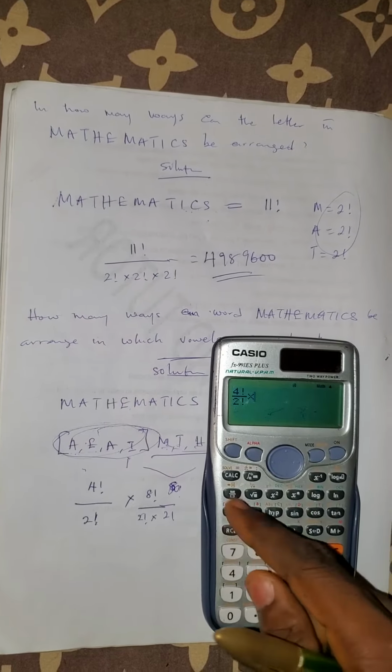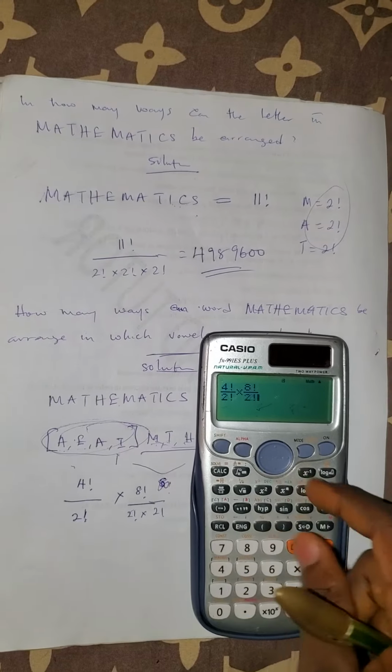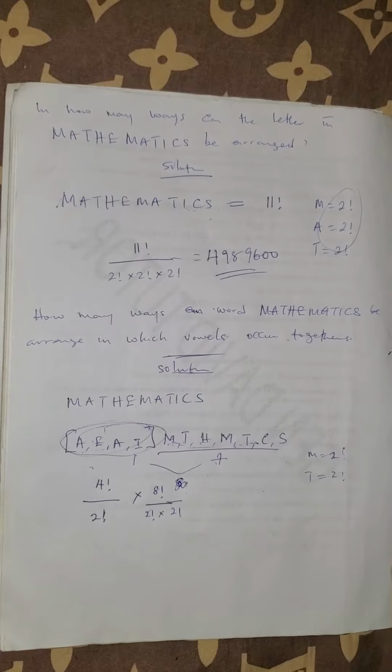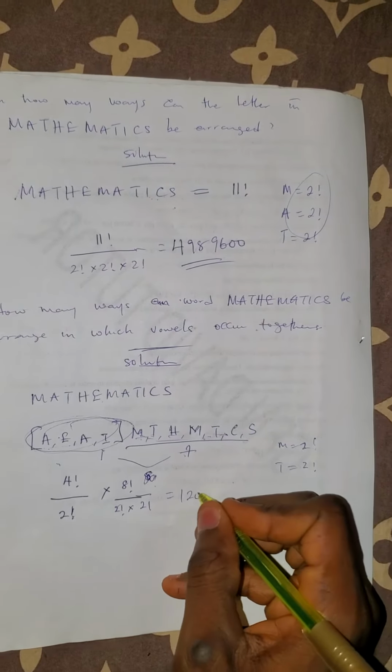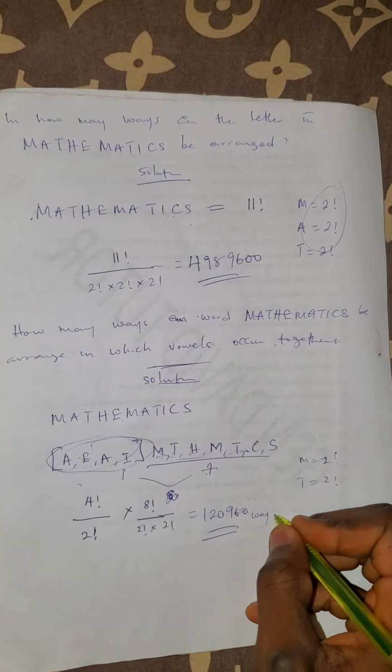Then multiply by 8 factorial over 2 factorial multiplied by 2 factorial. The answer is 120,960. So these are the ways.